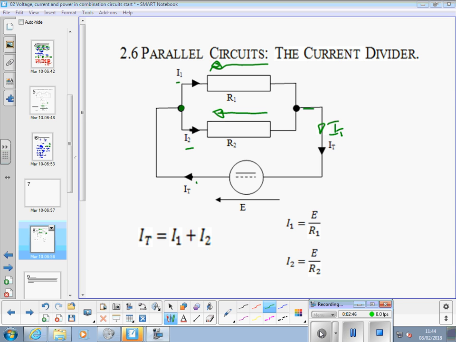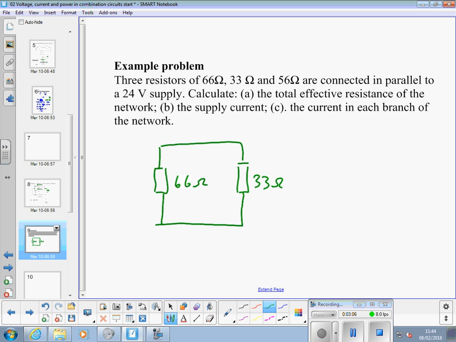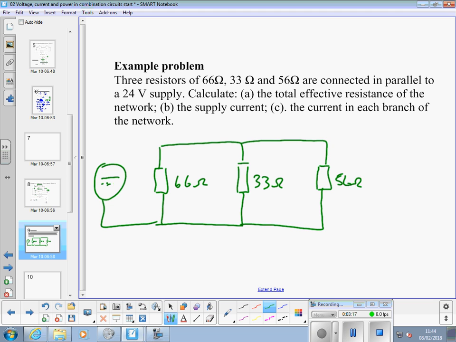So that's the current divider circuit. Problem. 3 resistors, 66 ohms, 33 ohms and 56 ohms connected in parallel to a 24 volt supply. Calculate the total effective resistance of the network.